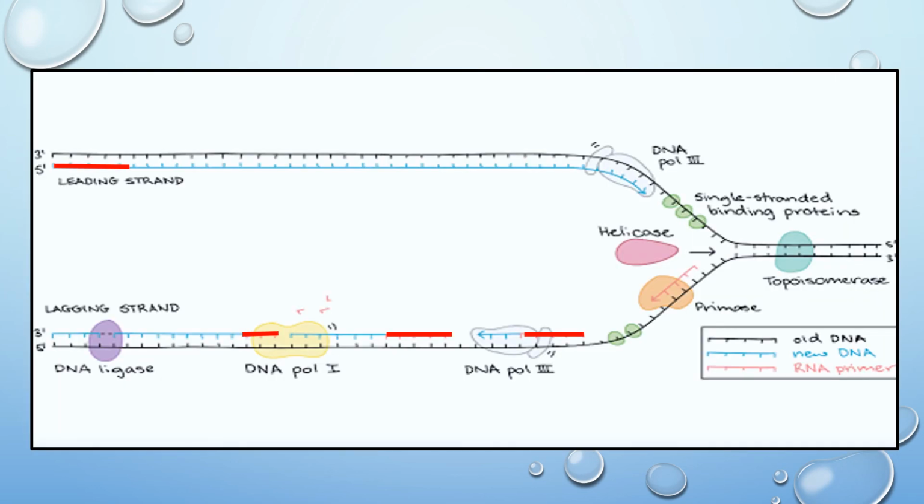Here in this diagram you can see that the primase enzyme has started the replication. This red area shows the primer in these newly constructing strands. So the replication is started by the primase, and later on the DNA polymerase will add the new nucleotides.